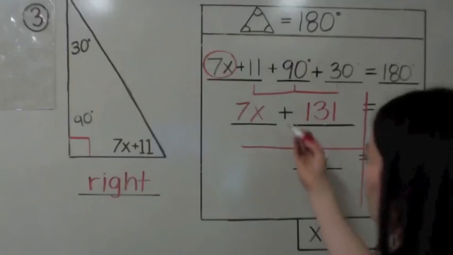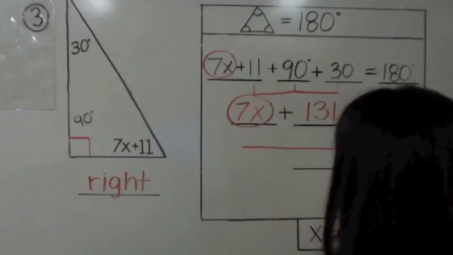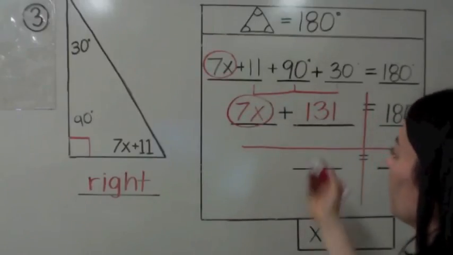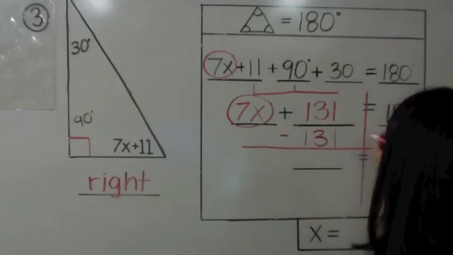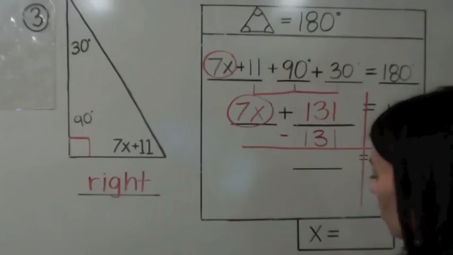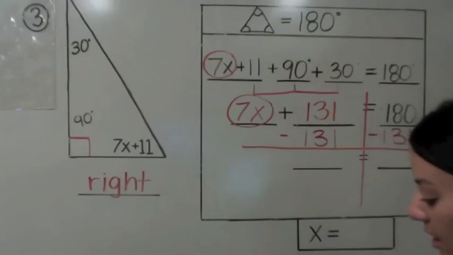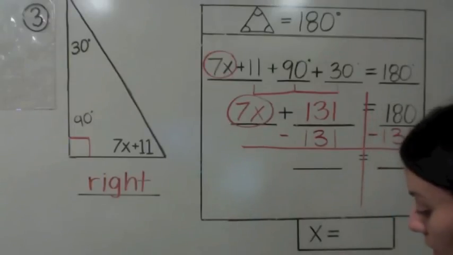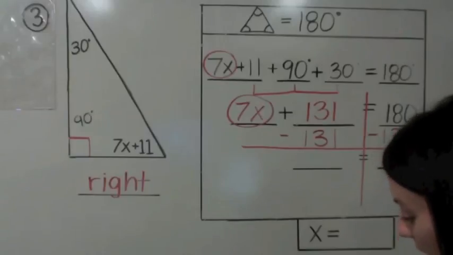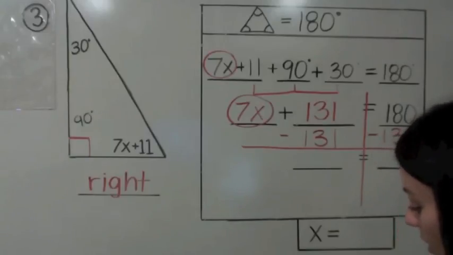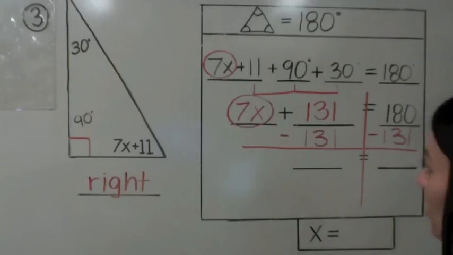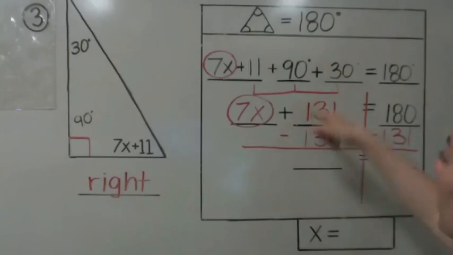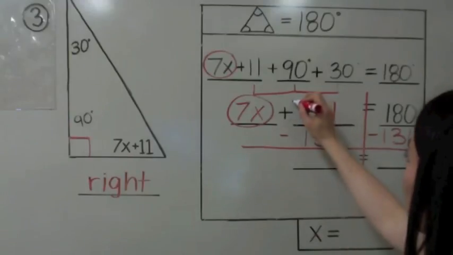And again, I want you to circle 7x because that's what you're going to be bringing down. What is the opposite of positive 131? It's negative 131 degrees, both sides. Great. So in your calculator, go ahead and tell me what is 180 minus 131. Oh, actually, okay, sorry. A positive 131 and a negative 131 make 0.